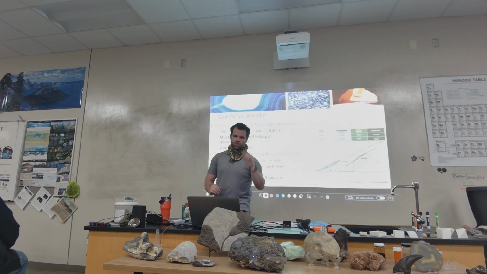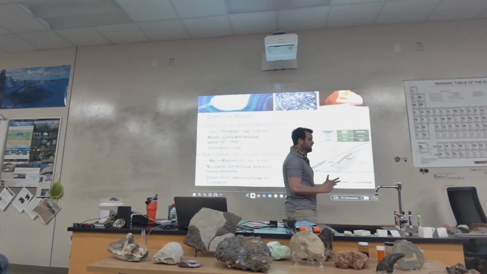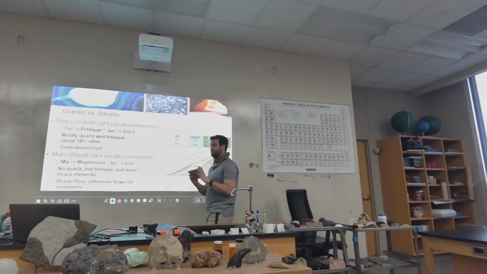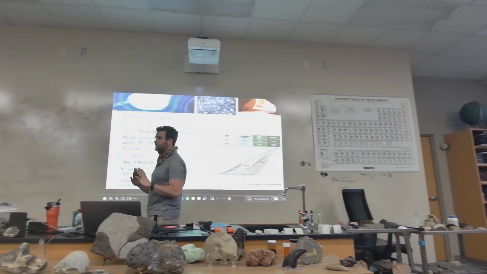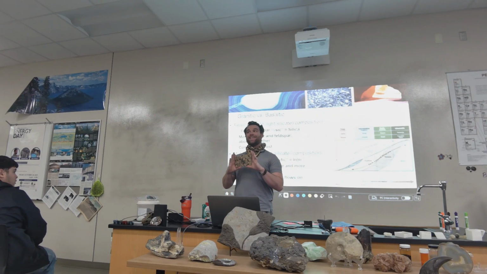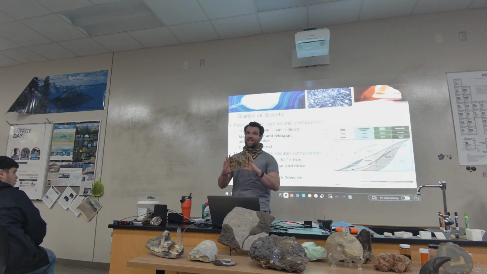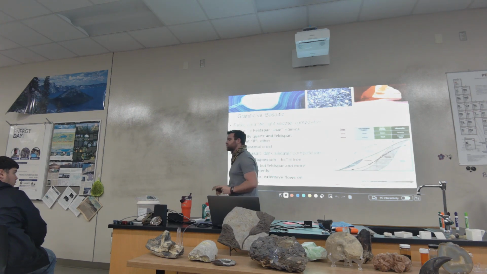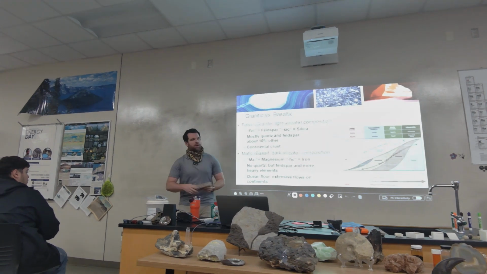Okay? Composition. The first composition is felsic. And for this, I'm going to bring back our friend. This is granite. Okay? In case any of you didn't know that already. Granite is an intrusive, felsic, igneous rock. Felsic, a description of composition.